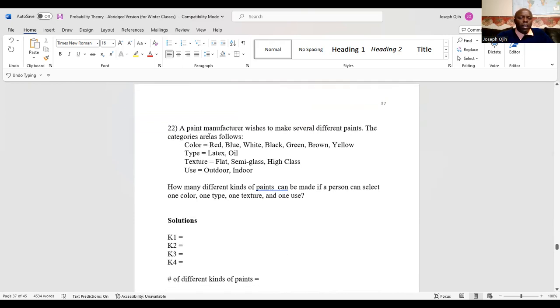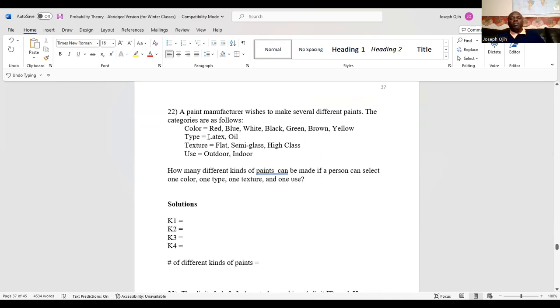It says, a pen manufacturer wishes to make several different pens. The categories are as follows. Color: we have red, blue, white, black, green, brown, and yellow. Type is latex or oil. Texture is flat, semi-glass, high class. Use is outdoor or indoor. See how many different kinds of paints can be made if a person can select one color, one type, one texture, one use.